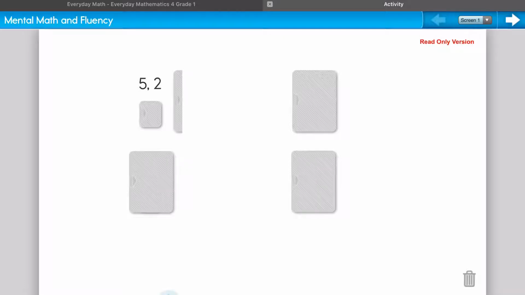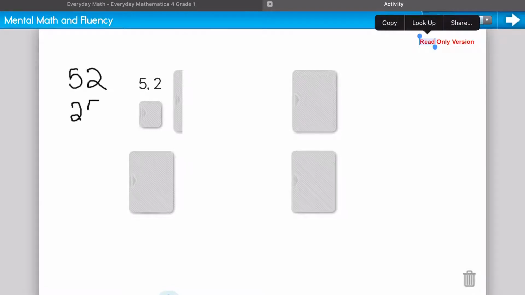So we have two choices. We can put them right as they are, the 5 in the tens place and the 2 in the ones, or we can put the 2 in the tens place and the 5 in the ones. Which one would be bigger? I'm going to say 52 because there are 5 tens, and 5 tens is bigger than 2 tens.